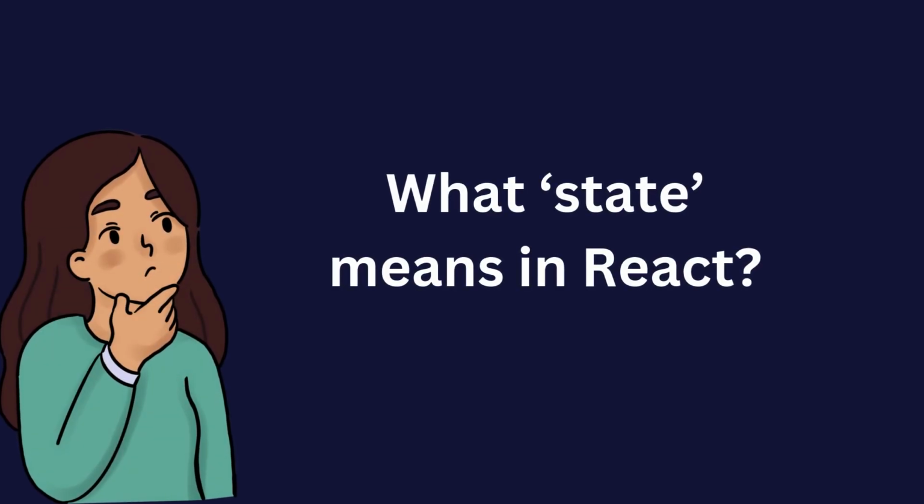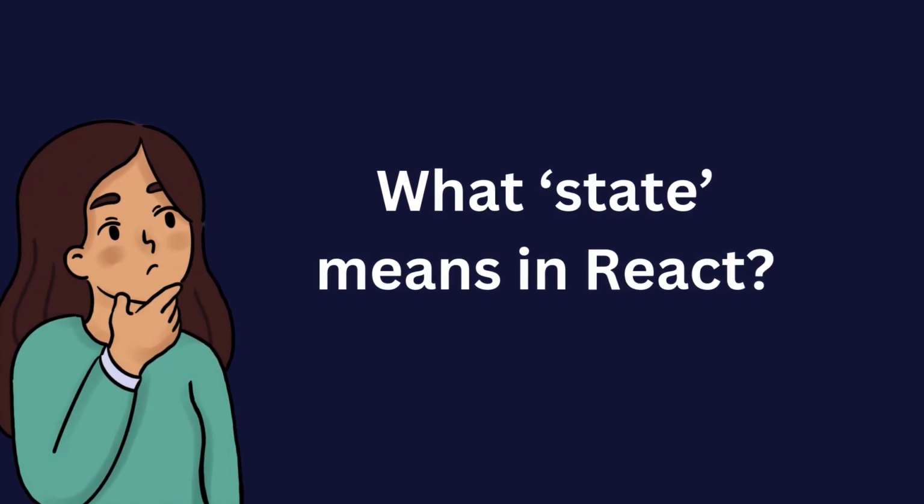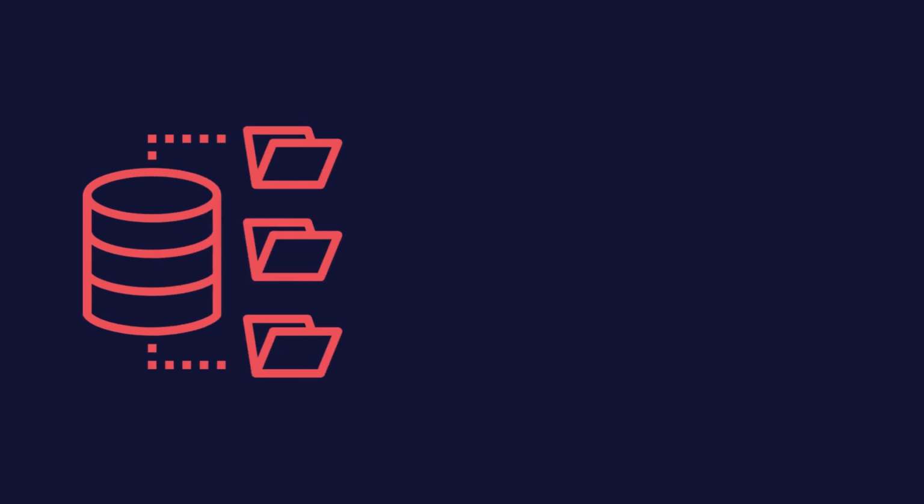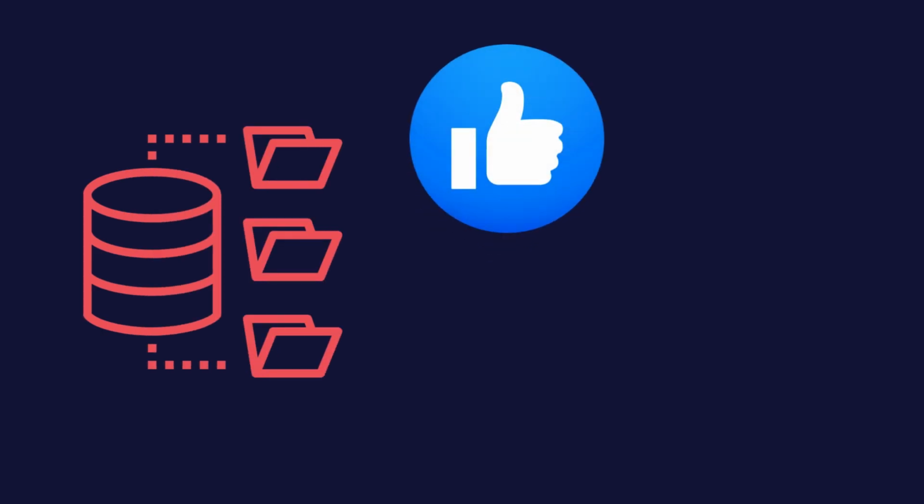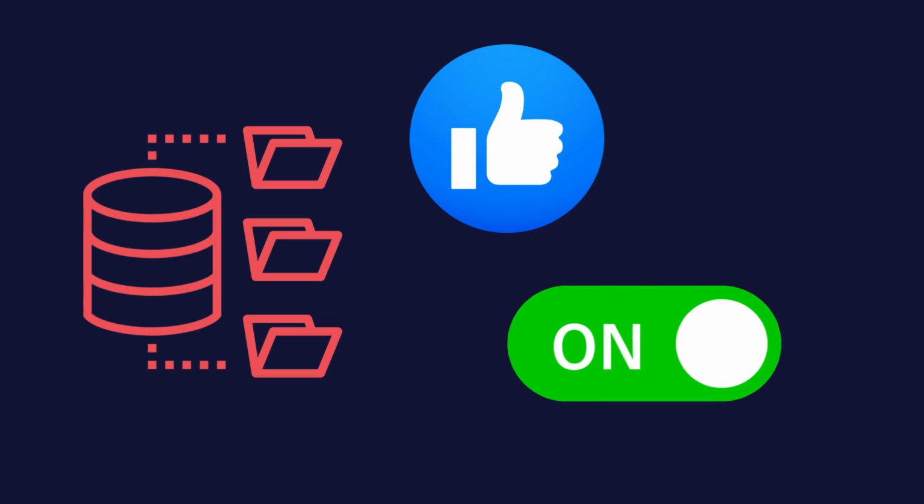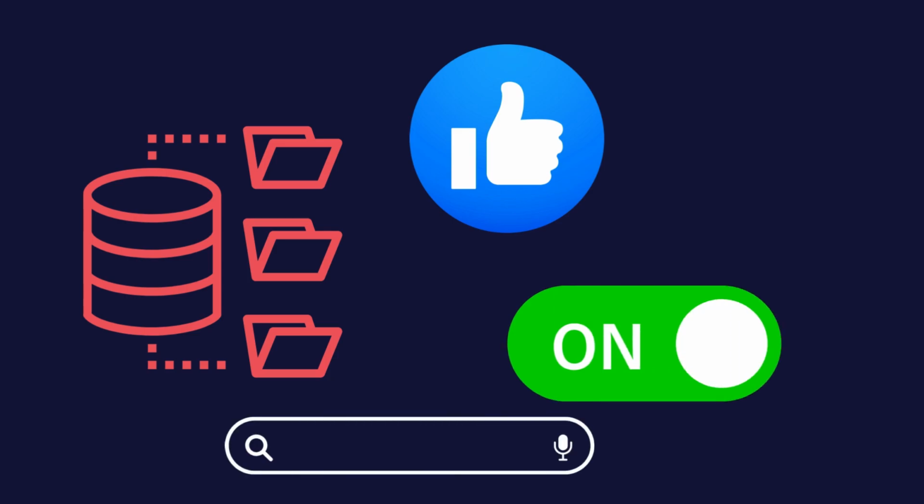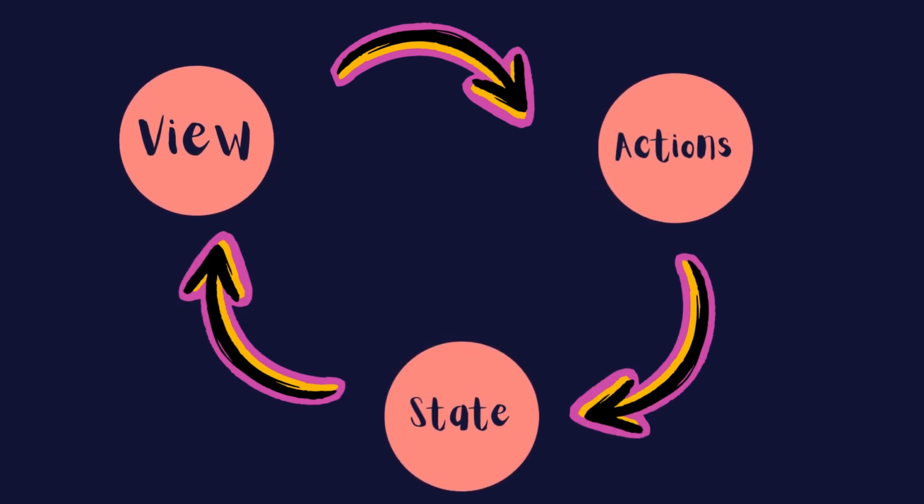So first, let's quickly recap what state is in React. State is like the memory of a component. It's where you store data that can change over time, like the number of likes on a post, a toggle button, or the text in a search bar. Whenever the state changes, React re-renders the component to show the updated UI.